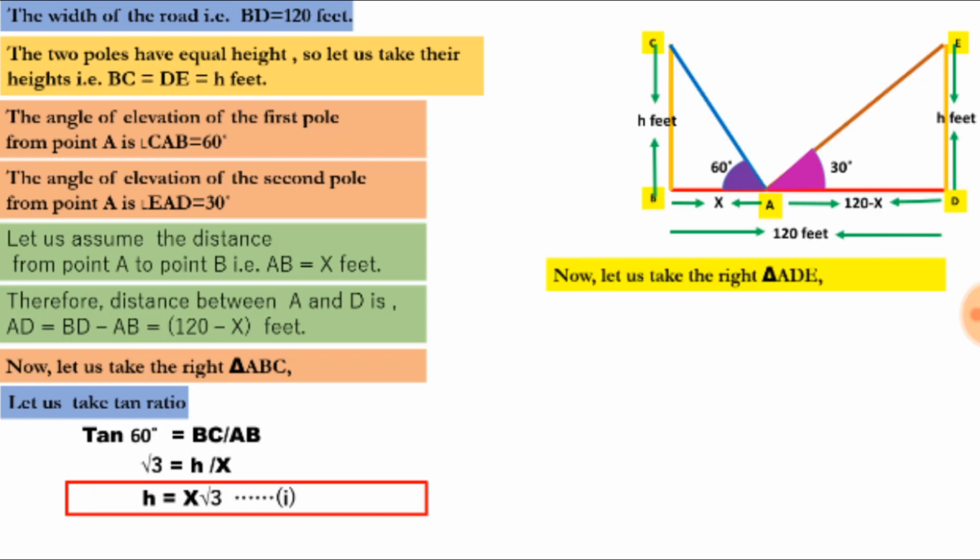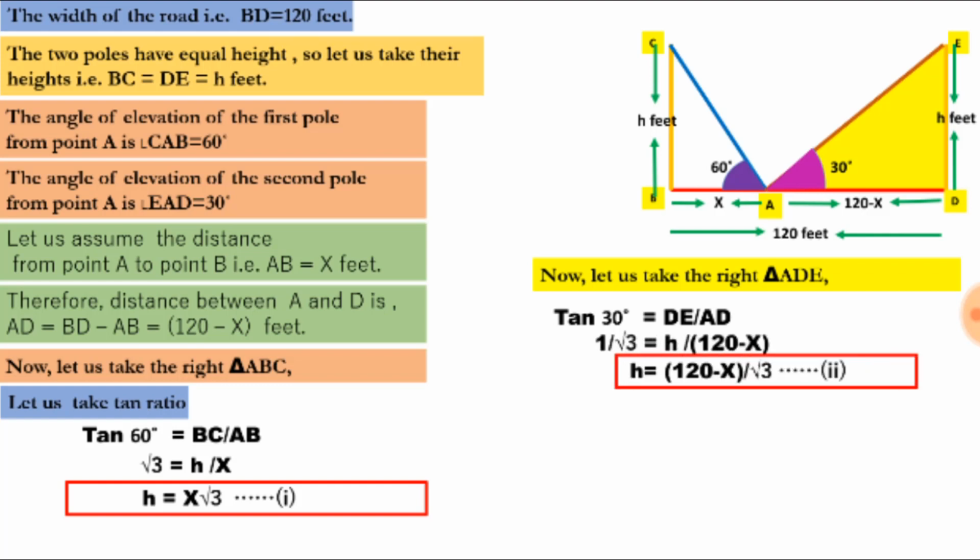Now let us take the second right triangle, that is triangle ADE. If we observe this right triangle ADE, we have the angle 30 degrees. For this angle, the opposite side is DE, that is h feet we assumed, and the adjacent side is AD, which is 120 minus x. So again we need to establish the relationship between the opposite side and adjacent side, so we consider the tan ratio. Tan 30 degrees equals DE by AD, and substituting their values we get 1 by root 3 equals h by 120 minus x, and simplifying it we get h equals (120 minus x) by root 3. Let us take it as equation 2.